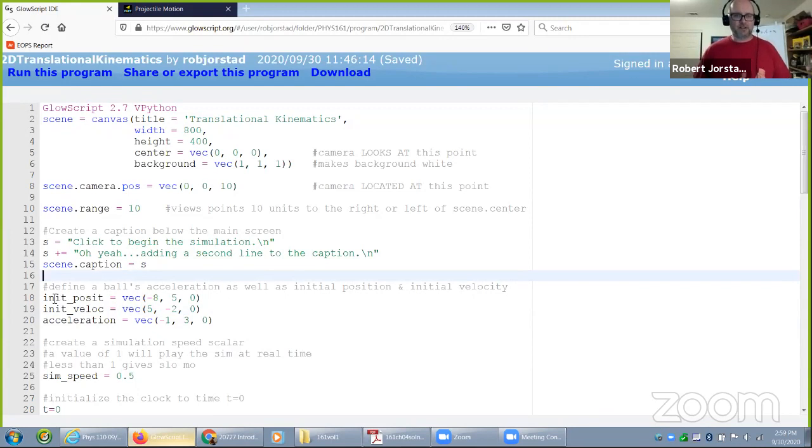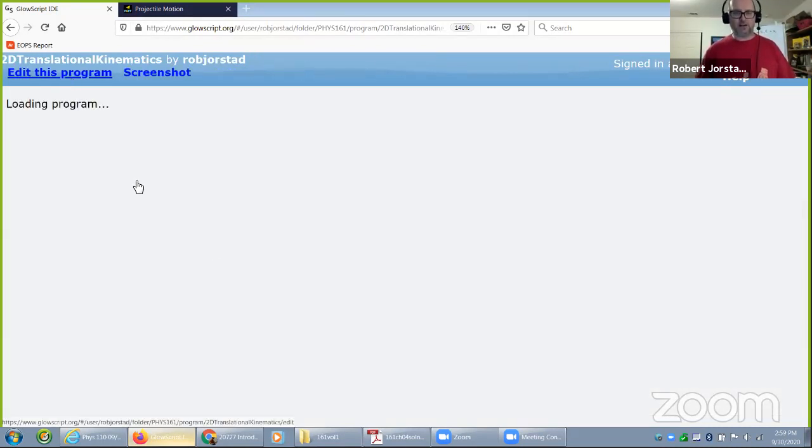Let's try these numbers. So the idea here is I'm going to specify the initial position. This is the X coordinate initially. This is the Y coordinate. This is the initial velocity in the X. This is the initial velocity in the Y. And here is AX, the acceleration in the X, and here is AY. So let's watch this thing and check it out again.